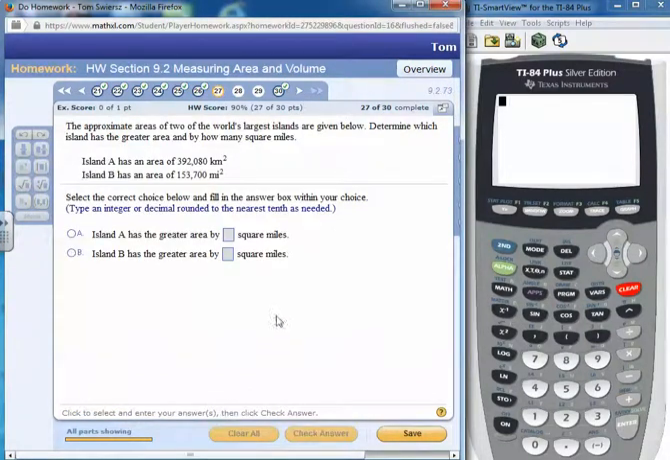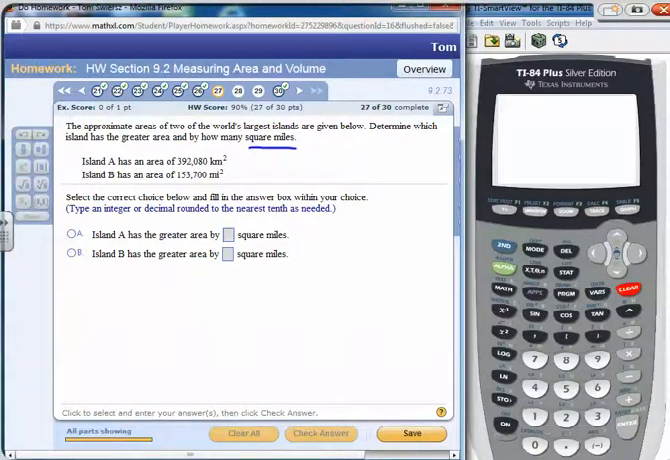Number 27. The approximate areas of the two world's largest islands are given below. Determine which island has the greater area and by how many square miles. Okay, so our answer is in square miles, so what we want to do is convert each into square miles. So island A, which is given in square kilometers, we're going to convert to square miles.